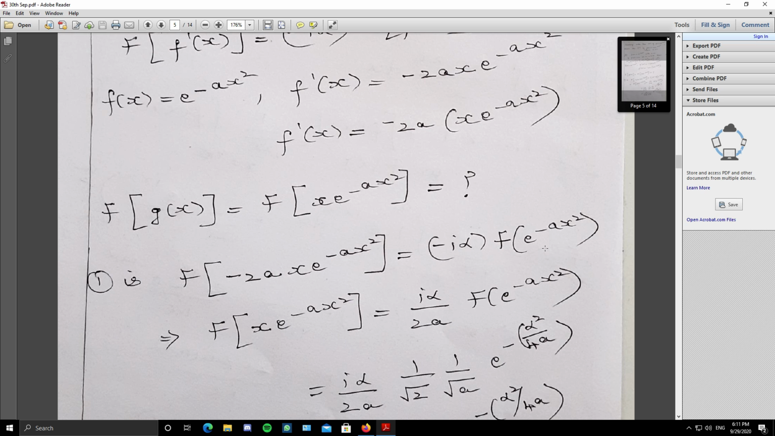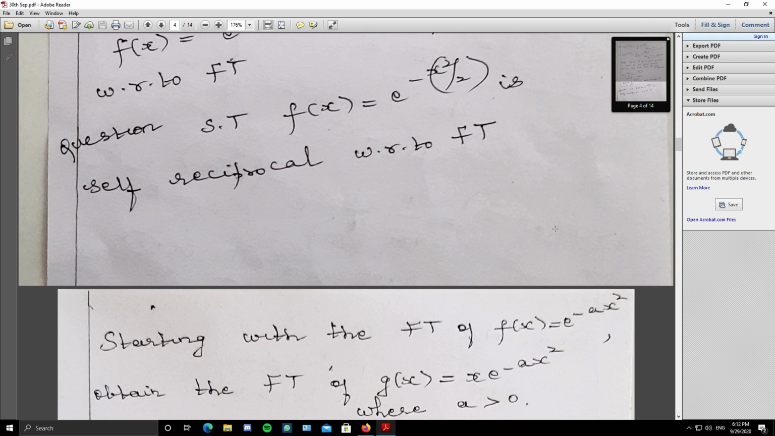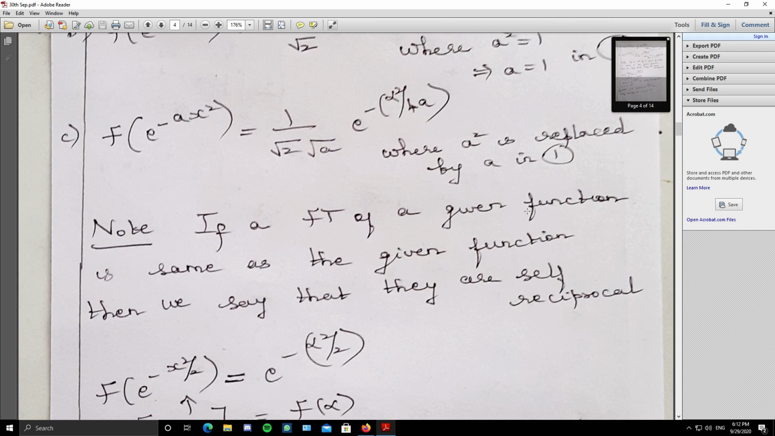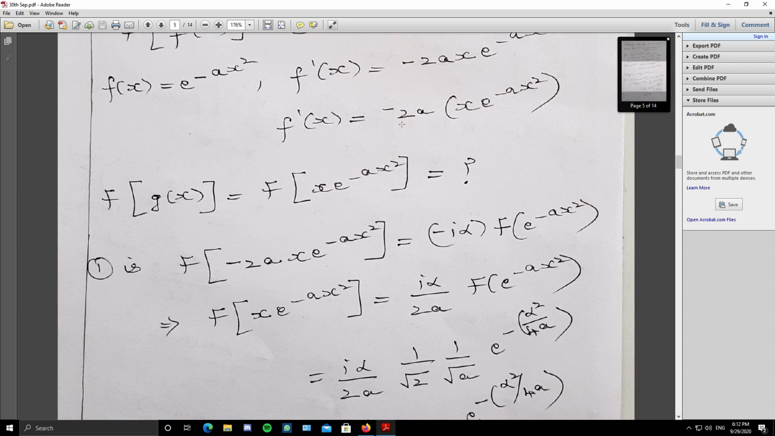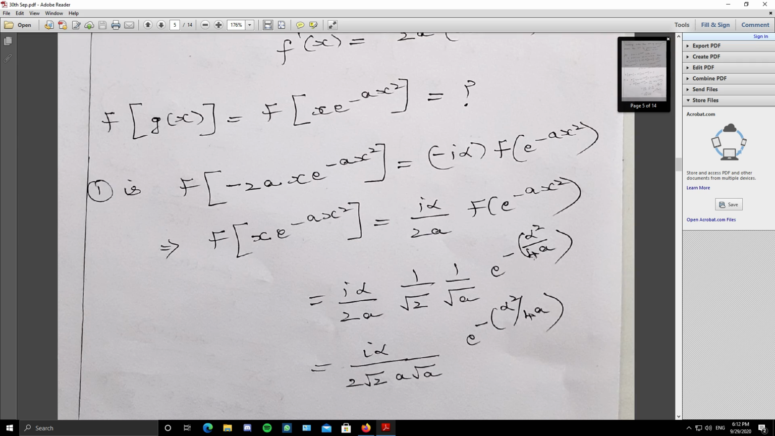So what is Fourier transform of e power minus ax square? We have seen that here, 1 by root 2 root a e power minus alpha square by 4a. I told you you have to learn this by heart. So 1 by root 2 into 1 by root a e power minus alpha square by 4a. So that is substituted here. So I alpha by 2 root 2 a root a e power minus alpha square by 4a.